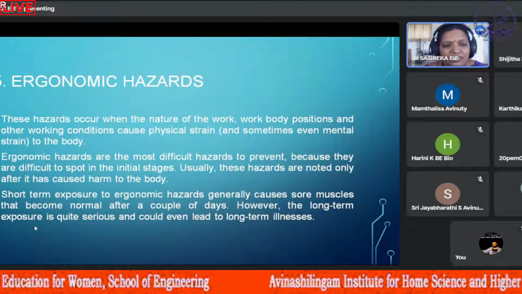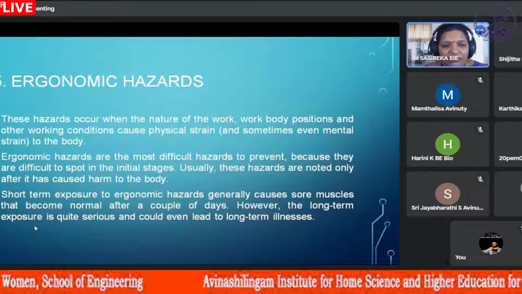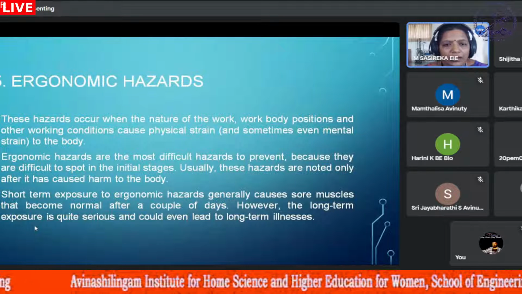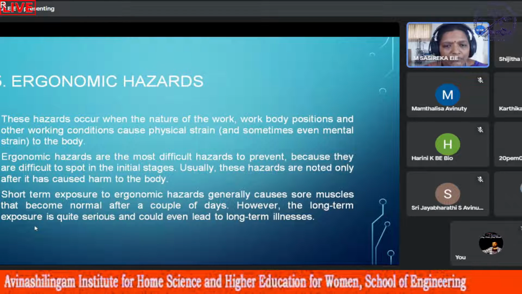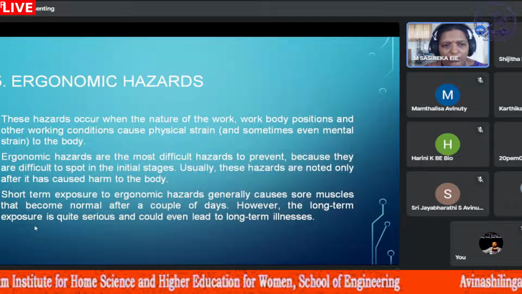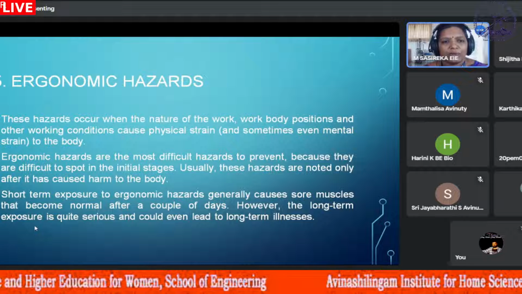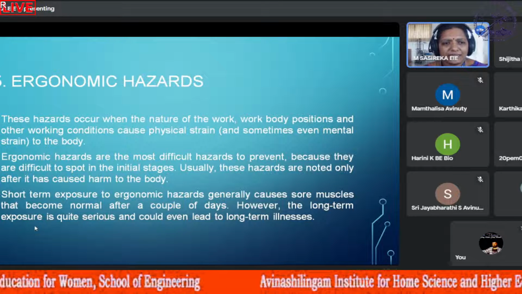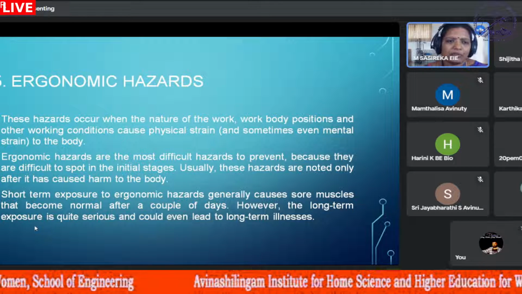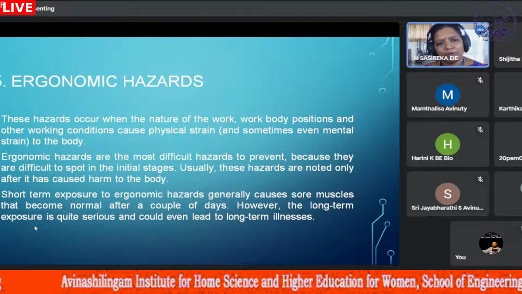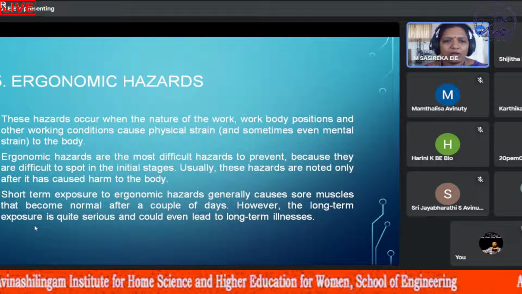Ergonomic hazards. Actually, these are hazards which we are facing regularly. This is totally related to our occupational hazards, that is, the work environment. Normally we will not sit straight. We sit as per our wish, whichever is comfortable for us, like leaning.